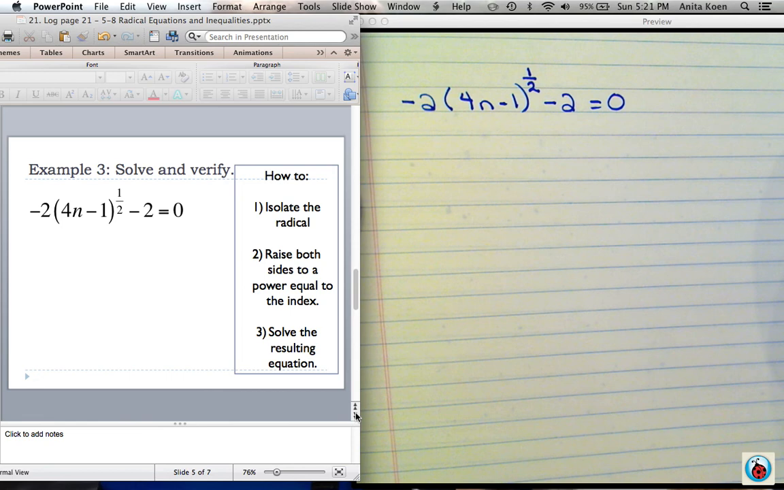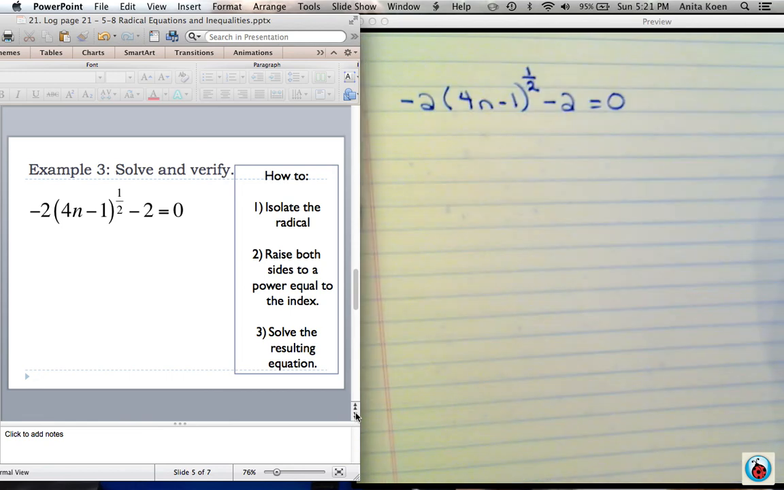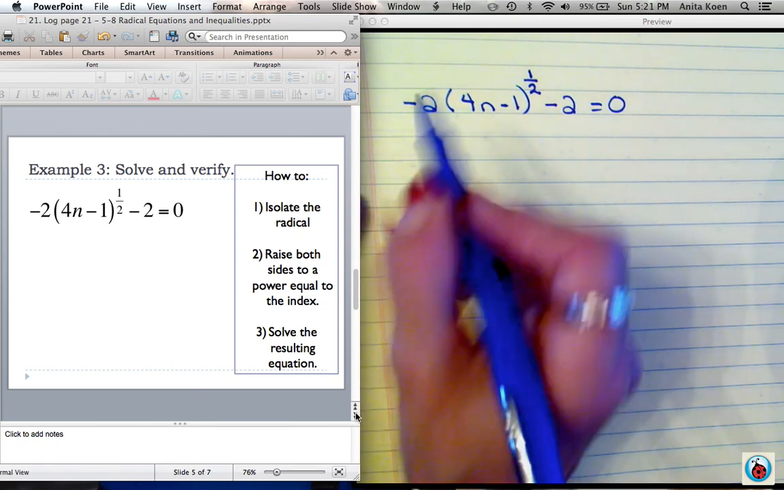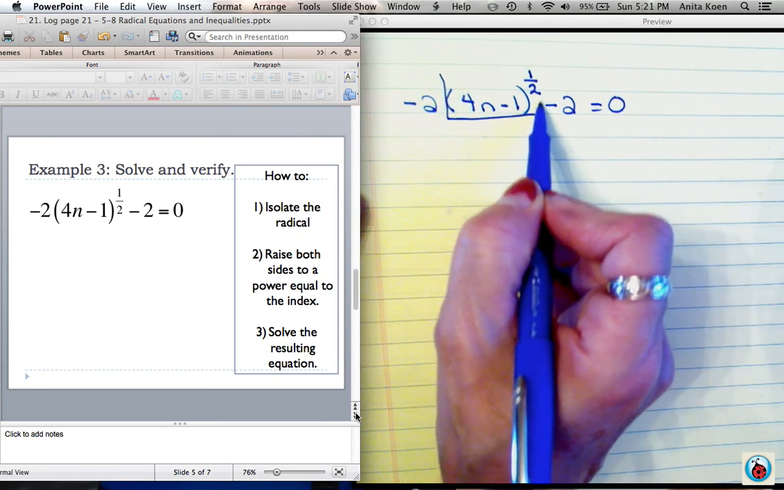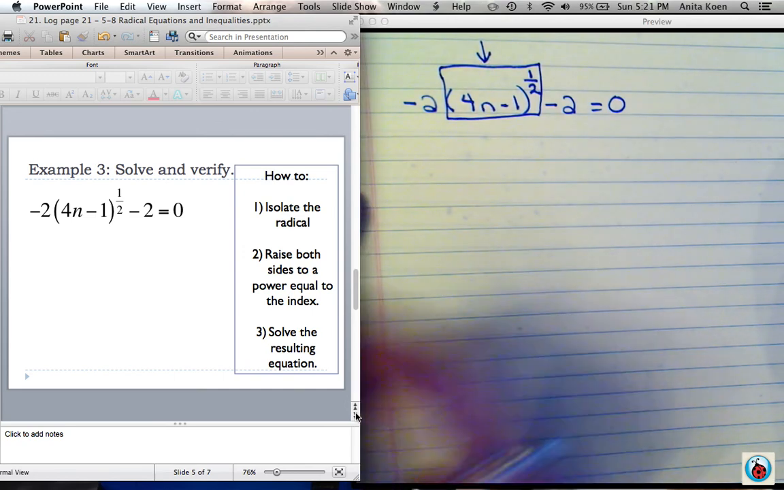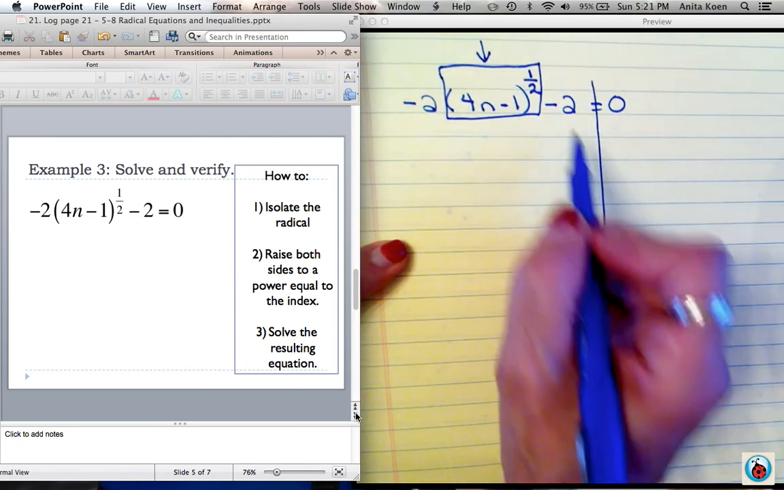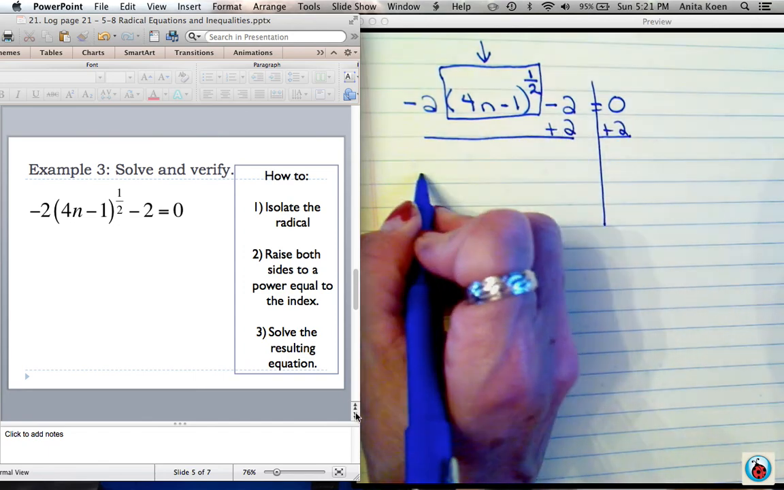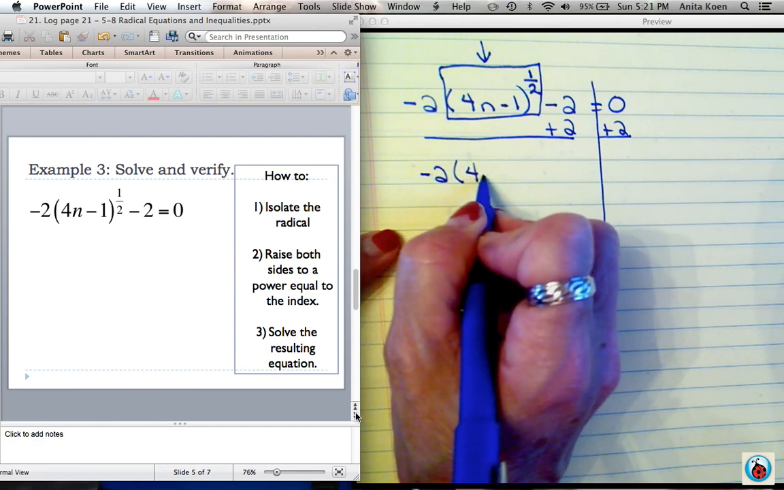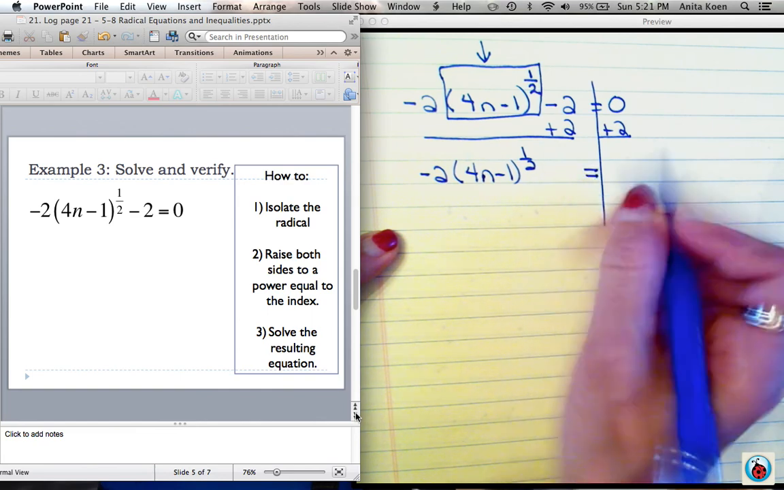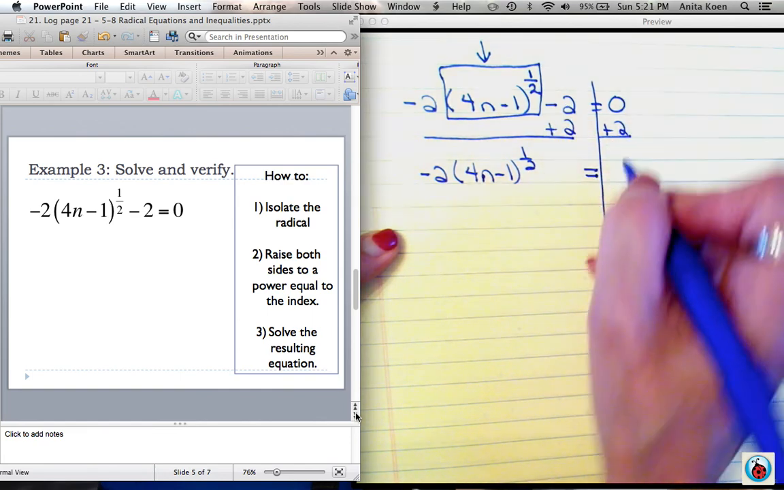All right, so the first thing that we have to do, and my document camera just focused, I apologize. The first thing that I have to do is isolate the radical. Well, here's the radical right here because it's that fractional exponent. This is what I need to isolate. So first thing I need to do is get rid of this negative 2 by adding 2 to both sides. So now I have negative 2 times 4n minus 1 to the 1/2 power, and that's going to equal, because negative 2 plus 2 is 0, that's going to equal 2.